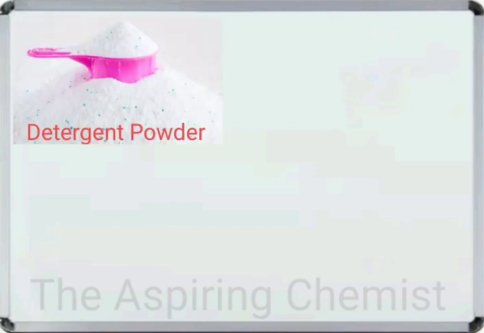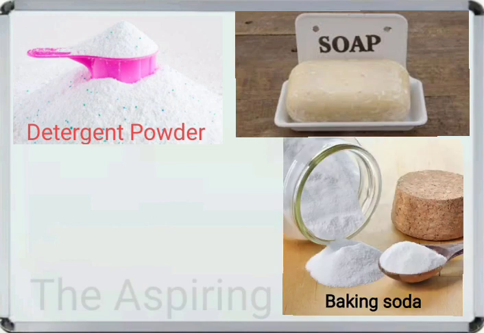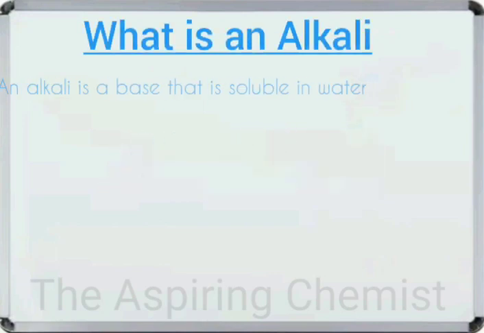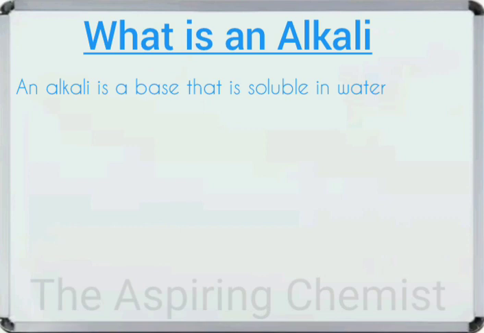Let's talk about the acids' counterparts, which are called bases. Now bases, like acids, are found all around us. They are found in your detergents, your soaps, baking soda, household cleaning products like ammonia, and in milk of magnesia. Now, most bases are insoluble, but those that are soluble are called alkalis. So if you ever ask what an alkali is, it is a base that is soluble in water.